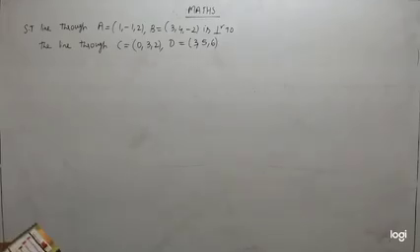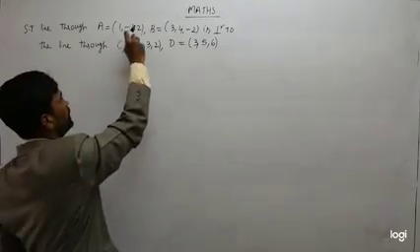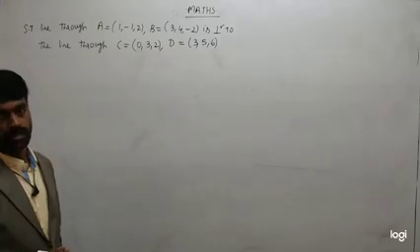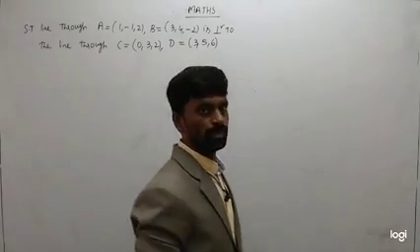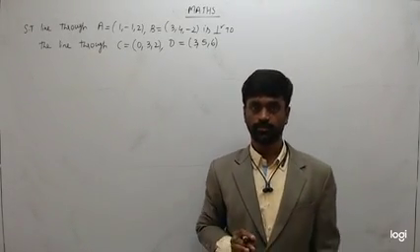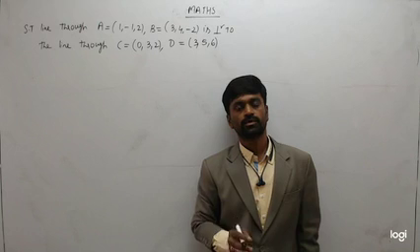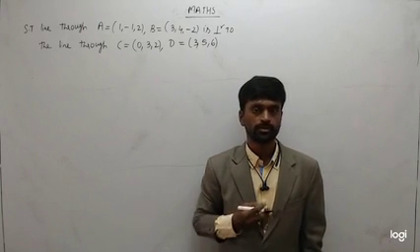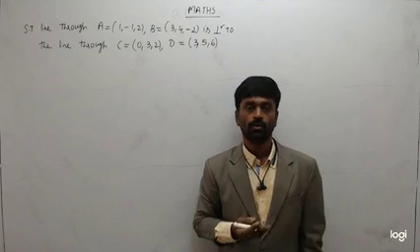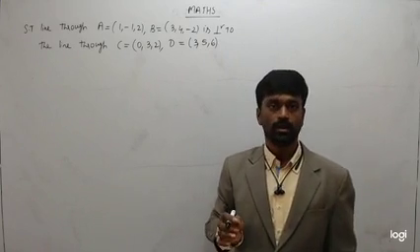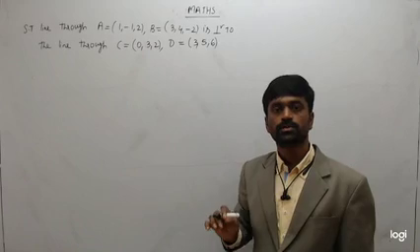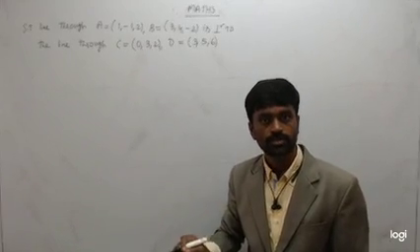So we have to show that the line passing through AB is perpendicular to the line passing through CD. So it is enough to show that line AB is perpendicular to line CD. What is the condition for perpendicularity? A1 A2 plus B1 B2 plus C1 C2 is equal to 0, where A1, B1, C1 denote the direction ratios of the first line and A2, B2, C2 denote the direction ratios of the second line.